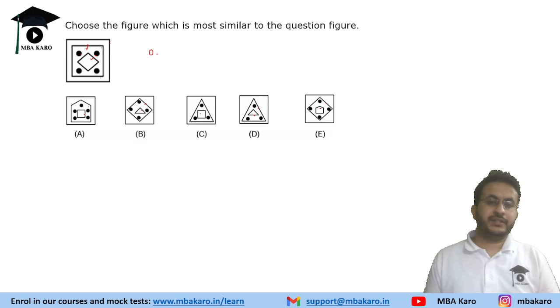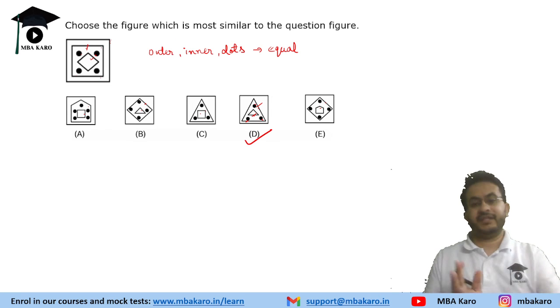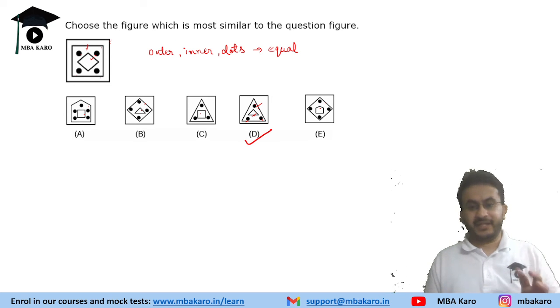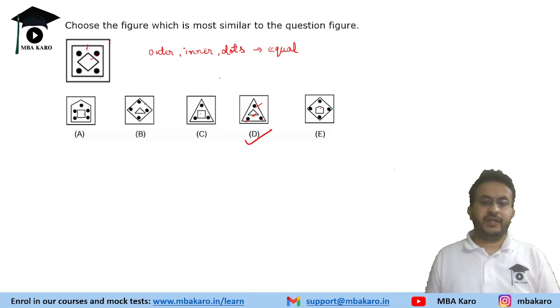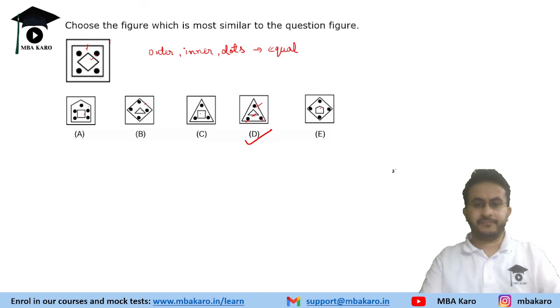So outer, inner, and the dots are equal, all are equal. That happens in option D. So we have three sides, a triangle here, and three dots. That is the thing that is common with this given image. So the number of sides is the same, outer figure, inner figure, and the number of dots. So option D is the right answer. In abstract reasoning, always remember that the outer shape is always a square. Whenever you have series completion or any such thing, the outer is the covering, so do not count that covering.